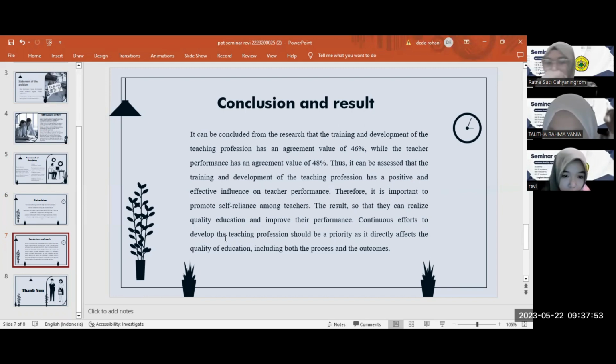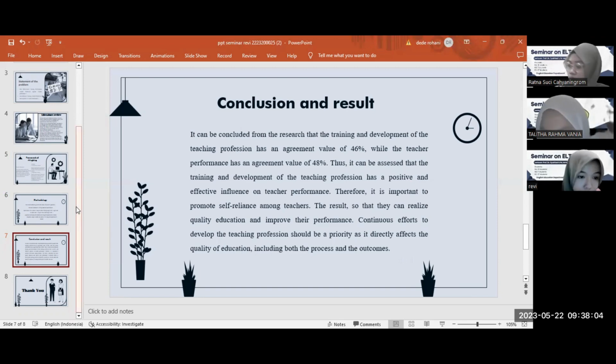Continuous effort to develop the teaching profession should be a priority as it directly affects the quality of education, including both the process and outcomes. Okay, thank you.